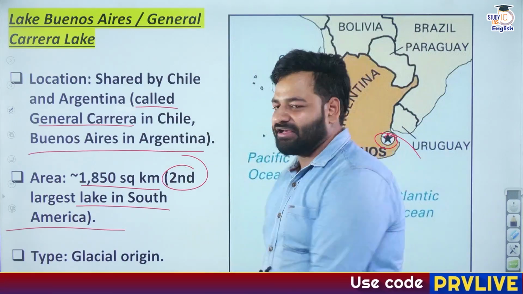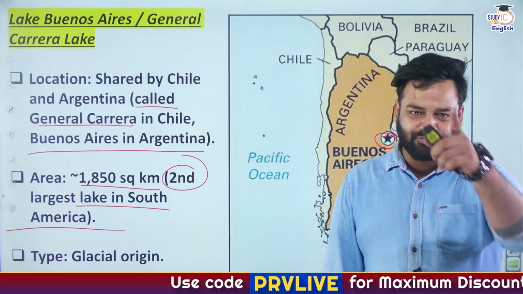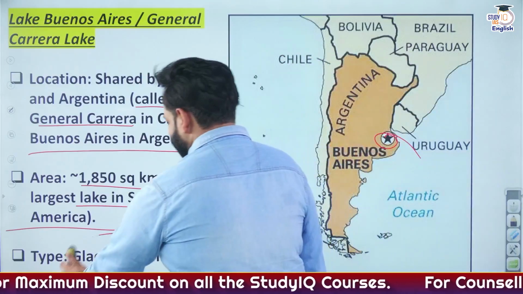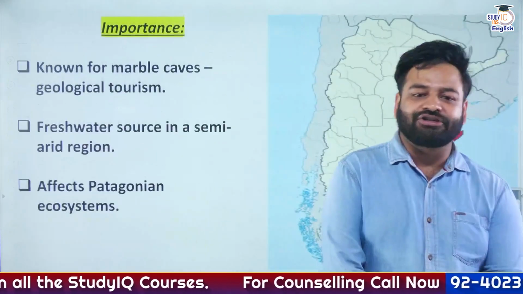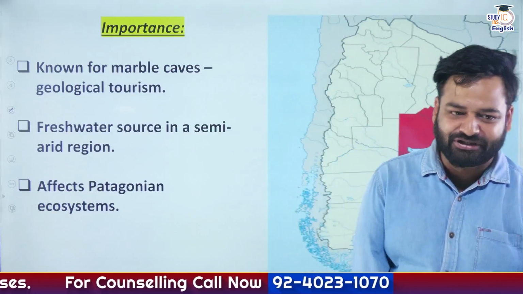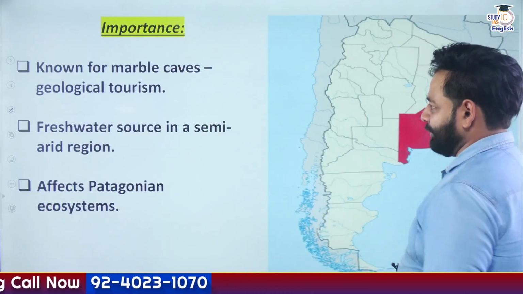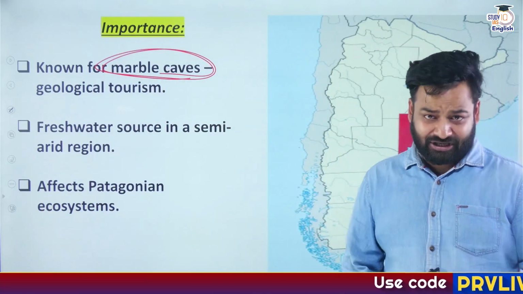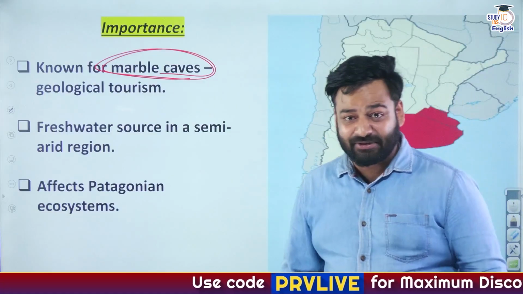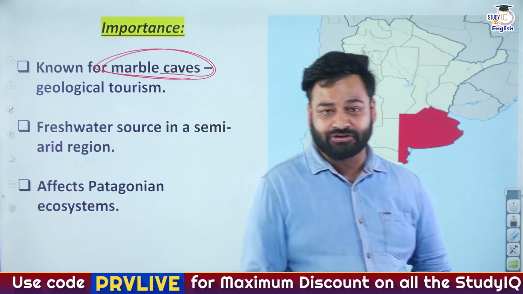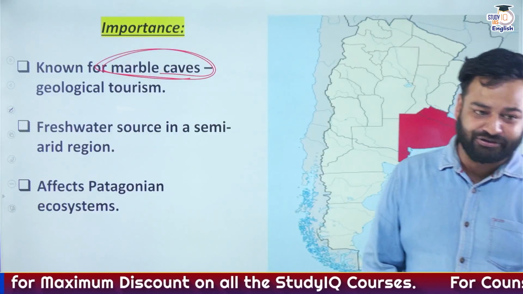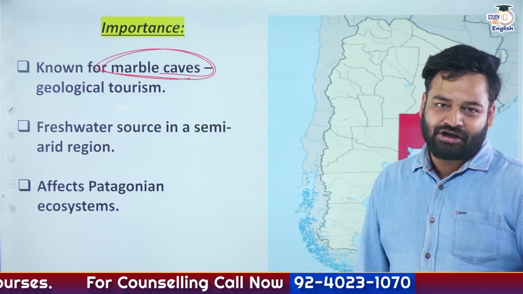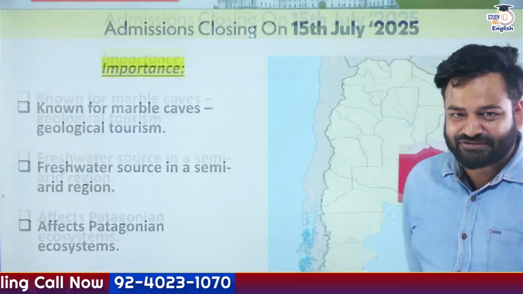If the second largest lake is Carrera or Buenos Aires, then which one is the first largest lake? Once again, mark this thing as well, right? And it is of glacial origin. So this is Lake Buenos Aires. And what is the importance? Known for its marble caves, a freshwater source in the semi-arid region, as you can see, but still the source of fresh water, right? So a very, very important location it is. So if you are visiting Argentina, if you want to visit Buenos Aires or Lake Carrera, then remember, the marble caves are waiting for you.